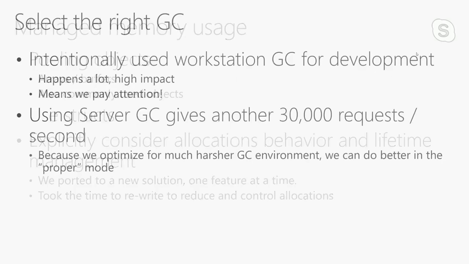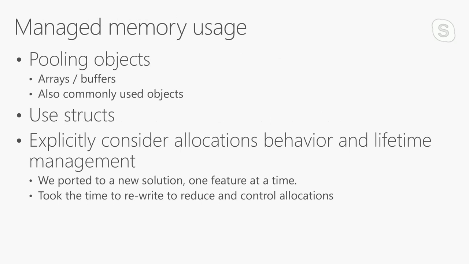Okay. So, in order to control managed memory usage, there are a whole bunch of options. Pooling objects is the most common one. We found that arrays and buffers are the most obvious ones, but we also have pooling for commonly used objects. I have a class that I use to say where a particular piece of data is on disk, and I have a whole list of them that I keep around and reuse over and over. They end up being in Gen 2, and the GC doesn't really touch them all of the time. There is also lots of use of structs, and lots of use of the lower level features of C# in order to really control what's going on.